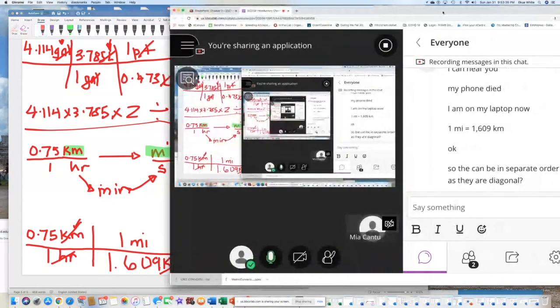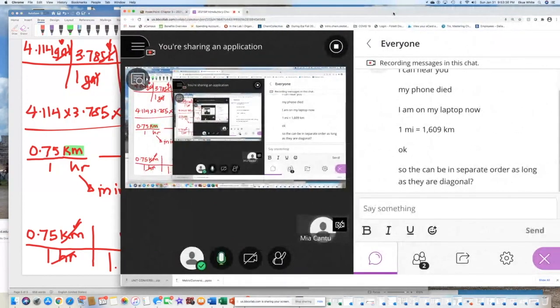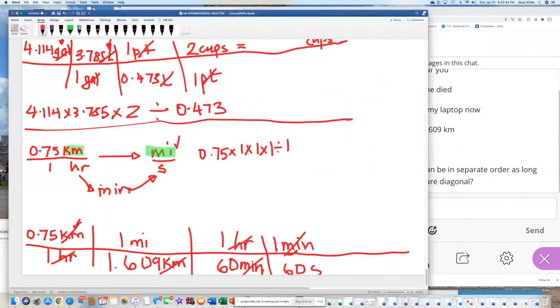Wait, hold on a second. You're saying they can be in a separate order as long as... Yes, very good question. They can be in a separate order as long as they're diagonal. They don't have to be next to each other, but they have to be diagonal for them to cancel. So you're looking everywhere. It's like this and this cancel, this and this cancel. Very good question. Okay, where was I?